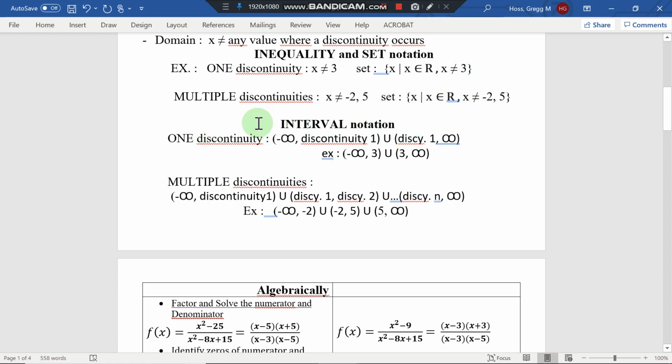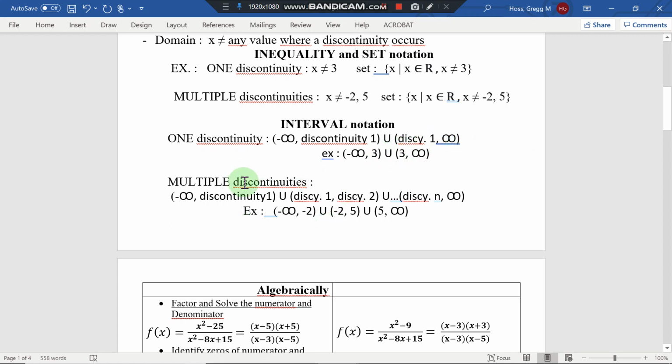In interval notation, it's a little different. For one discontinuity, we come from negative infinity on the left. We go to where the first discontinuity is located. Both of those get parentheses since the discontinuity is not included in the domain. We would use this U, which means union, and then we'd continue on from the first discontinuity, comma, and we'd keep going to infinity. For example, using the first example, if x did not equal 3, it would be negative infinity to 3, union with 3 to infinity.